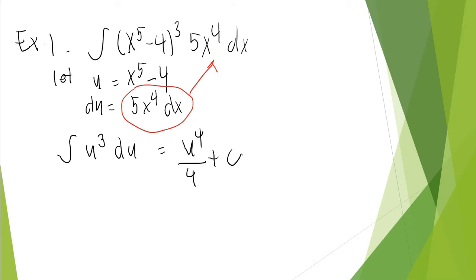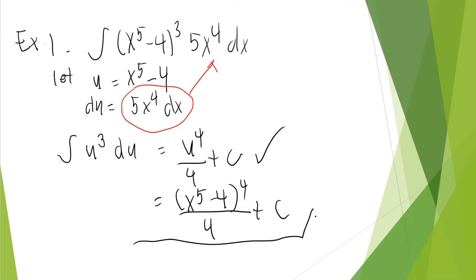So, paano nga yun, no? By power rule of integration. So, yung 3 plus 1 is 4 over, kokopihin lang natin yung exponent na 4. And then, we also include the constant of integration or the arbitrary constant lagi, no? And then next step is to put back the value of u dito sa ating nakuha, no? So therefore, u is x to the fifth minus 4 raised to 4 over 4 plus c. Okay, this is the final answer.